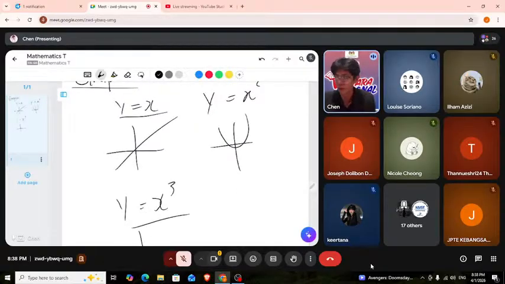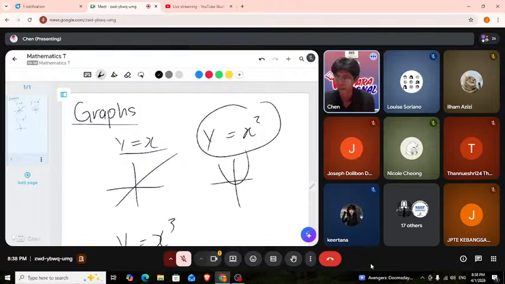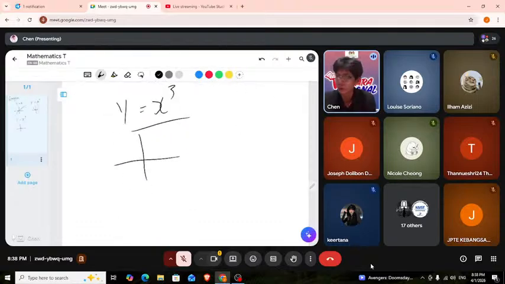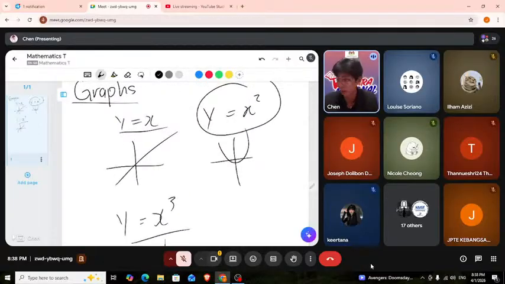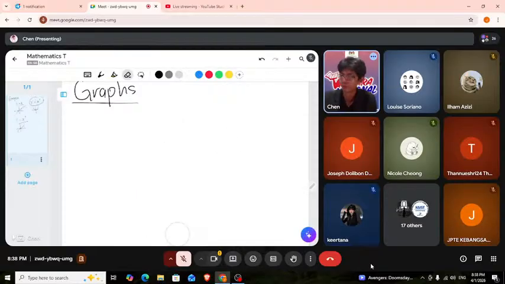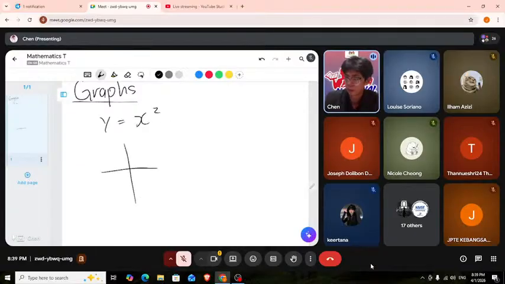Sometimes it will come out with quadratic, so that's something you should look out for. For cubic, it's just this, okay? But I want to put emphasis on y equals x squared. So I'll just sketch this out for a bit. So if y equals x squared, this would be the graph, right?